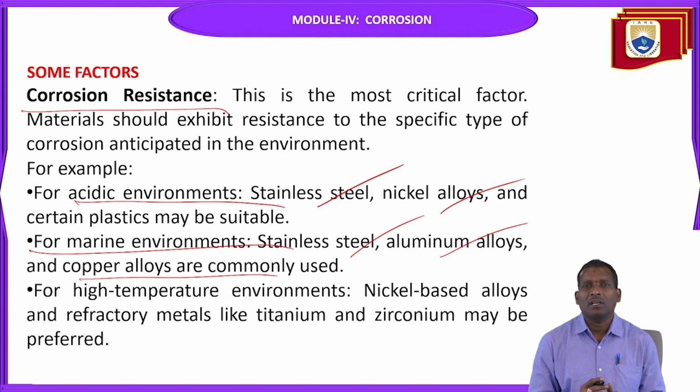Without knowing the material properties, you can't select a particular material for a particular environment. You should know which one is corrosion resistant before designing any component, be it a mechanical component or an electrical component, in any engineering application. Corrosion resistance in material selection is very, very important.